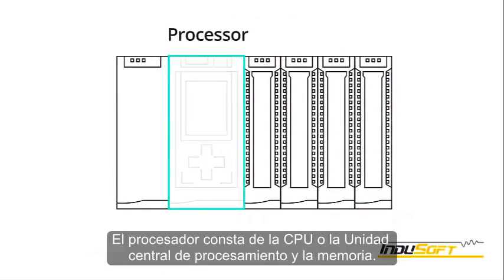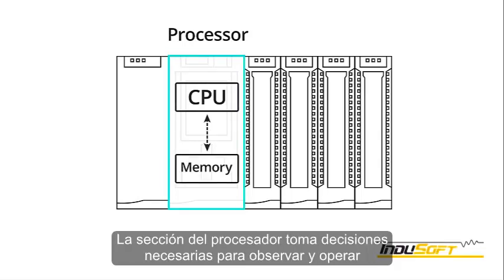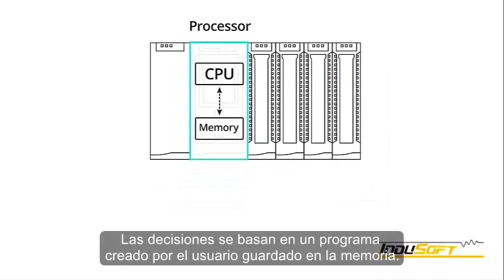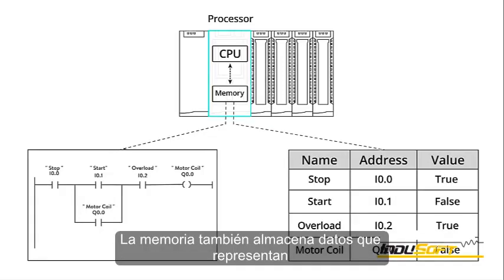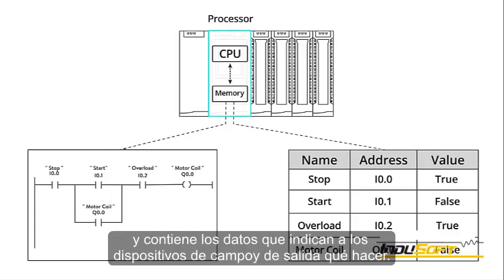The processor consists of the CPU, or central processing unit, and memory. The processor section makes decisions needed to observe and operate the field devices connected to the input and output modules. The decisions are based upon a user-created program saved in the memory. The memory also stores data representing the condition of all input field devices and contains the data telling the output field devices what to do.